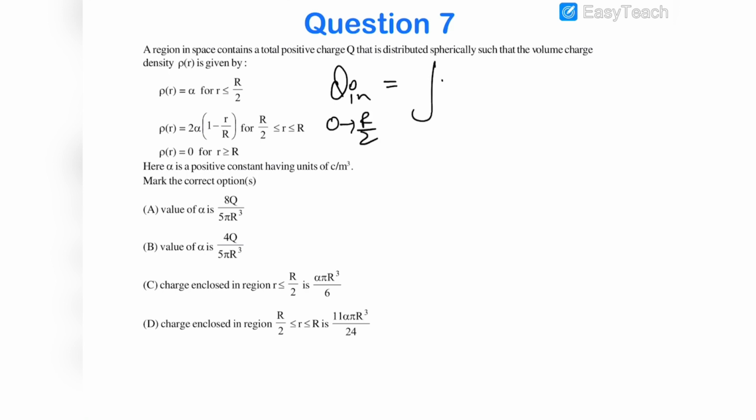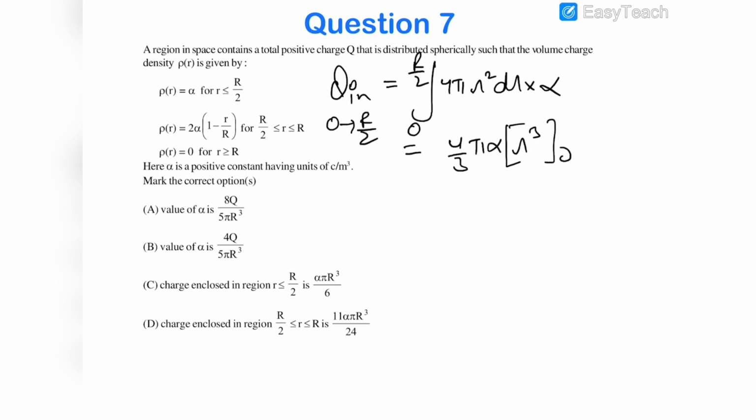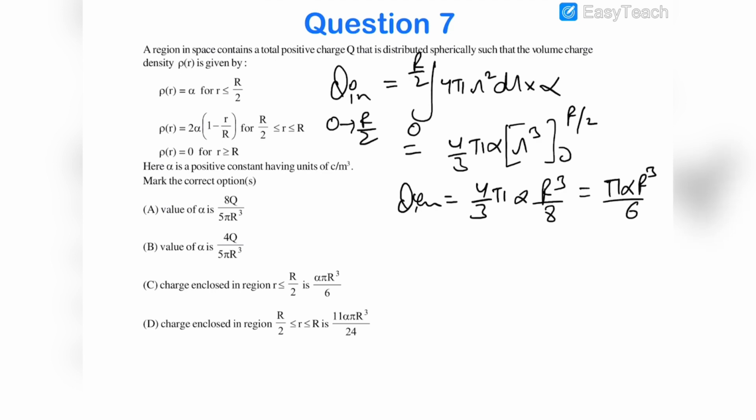So we know that Q enclosed in the region from 0 to R by 2 can be calculated by integration of 4 pi r square dr into rho. Rho is alpha, so the limit would be from 0 to R by 2. So this will be 4 by 3 pi alpha r cube, with limit from 0 to R by 2. So Q inside in this region would be equal to 4 by 3 pi alpha R cube by 8. So this will be pi alpha R cube by 6. So option C is correct, obviously.